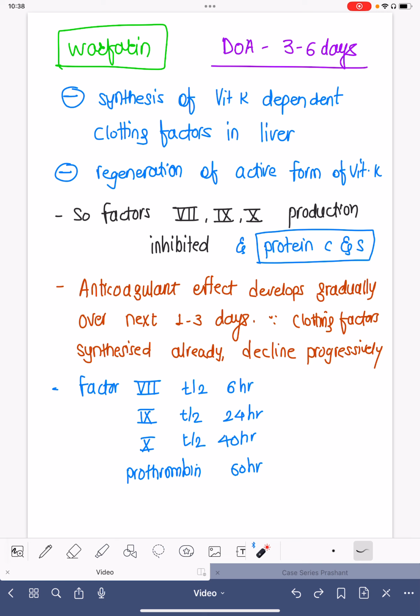We must know the half-life of factor 7 is around 6 hours, factor 9 is around 24 hours, factor 10 is around 40 hours, and for prothrombin factor, the half-life is around 60 hours.